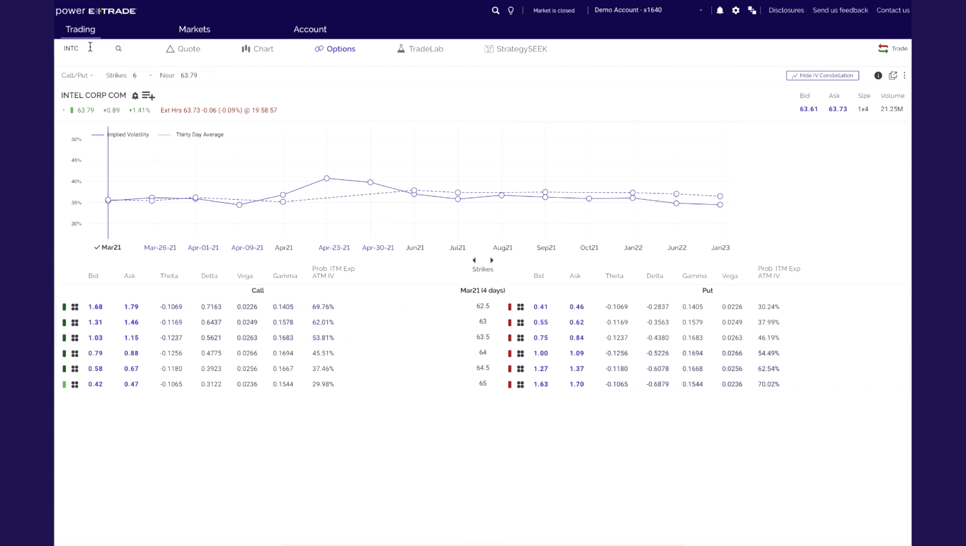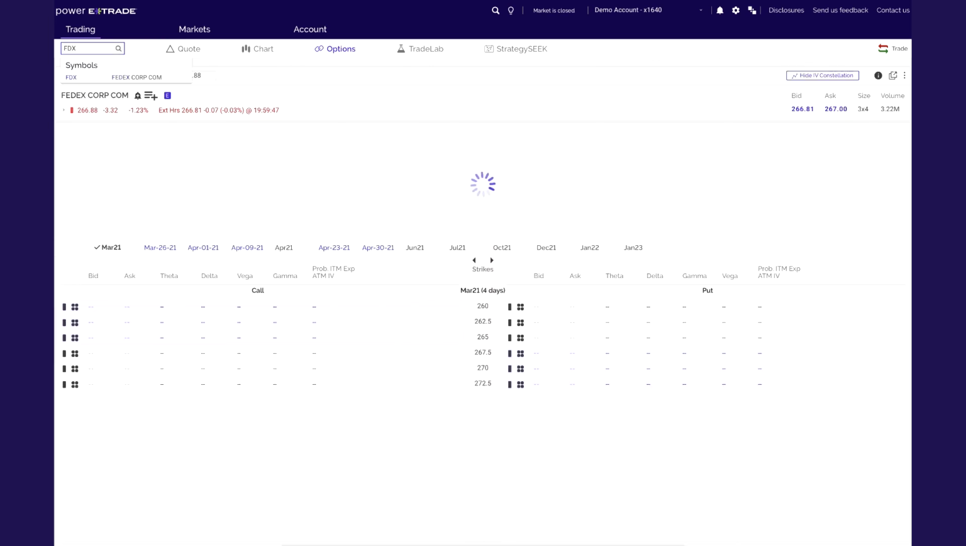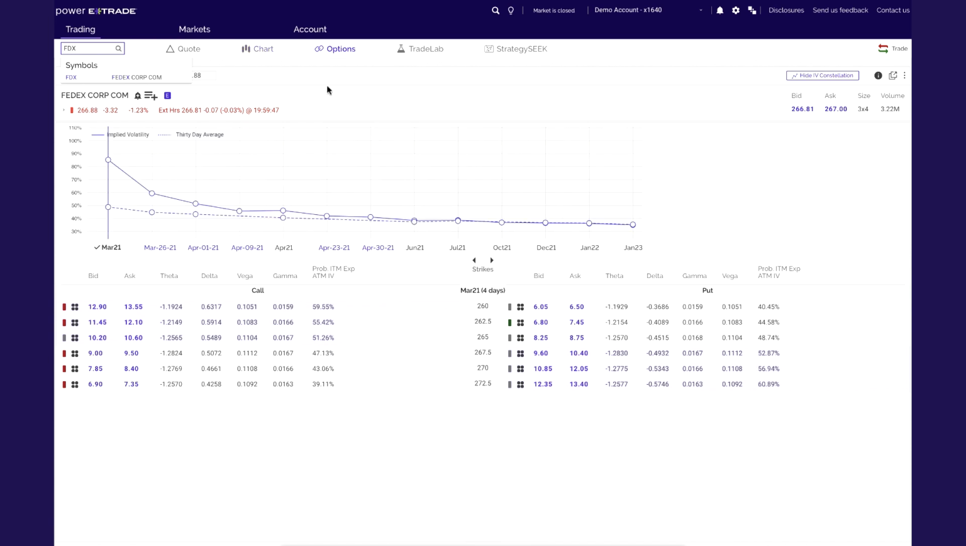Another way, let's go ahead and pull up FedEx, which happens to have earnings going on this week. You can definitely see that people are willing to pay much more, with an 85% implied volatility over the 30-day average of 49%. And they're willing to pay that this week because earnings are being announced. So it's largely affecting the option.